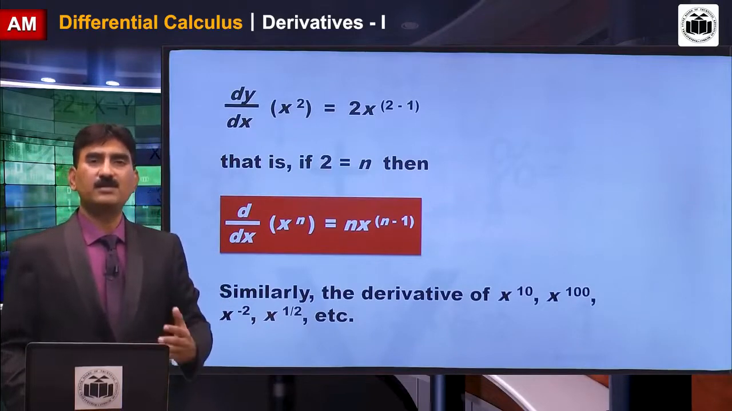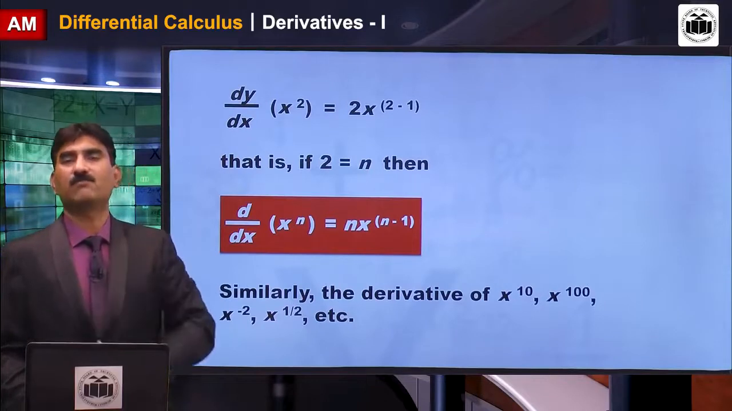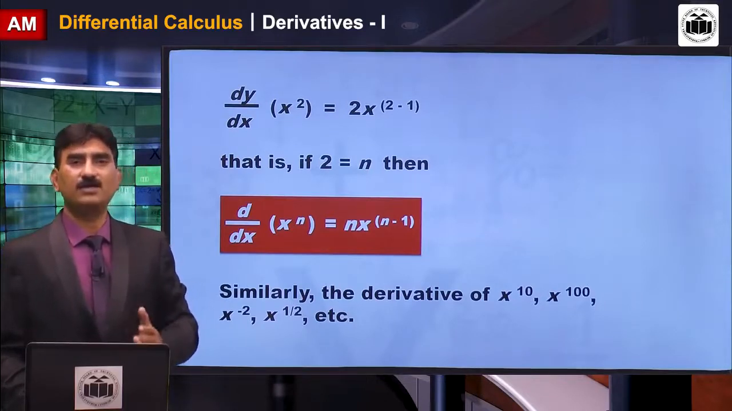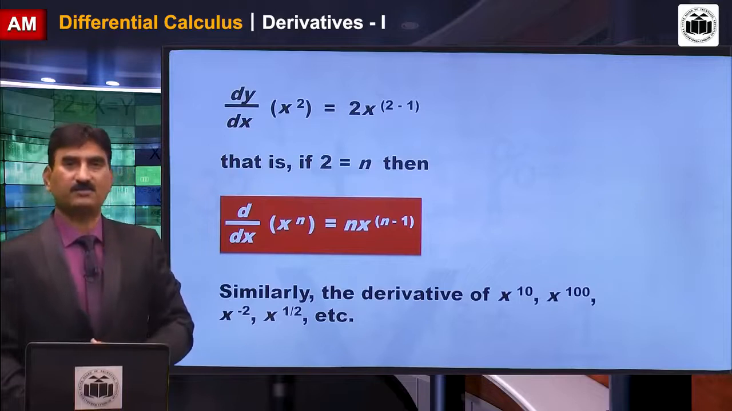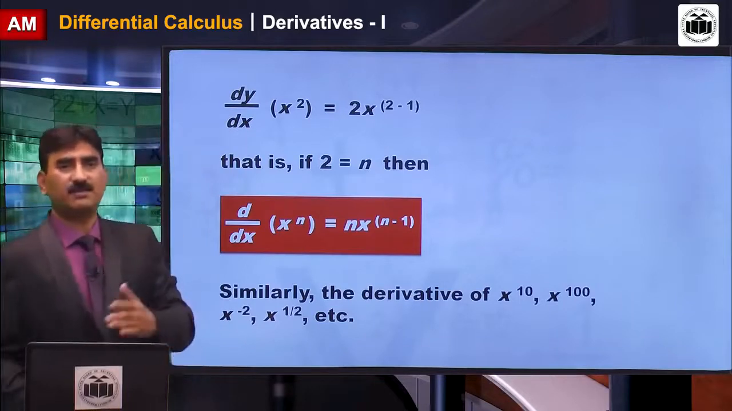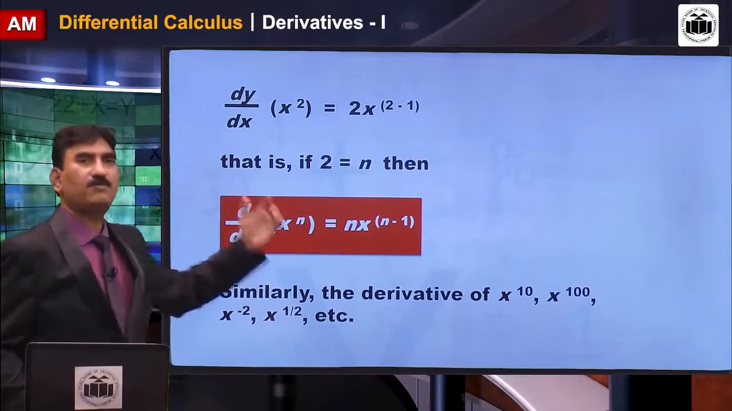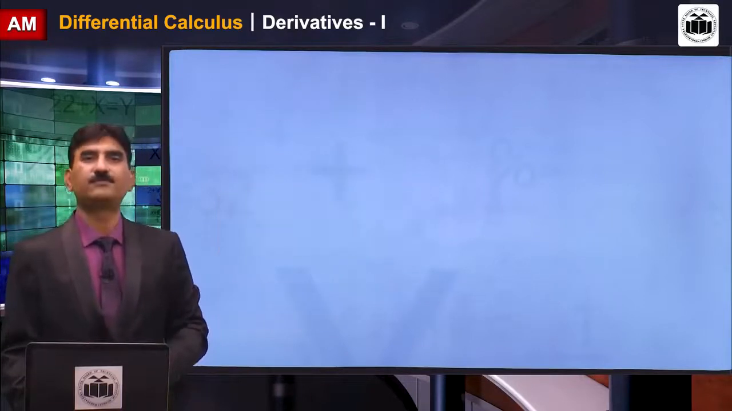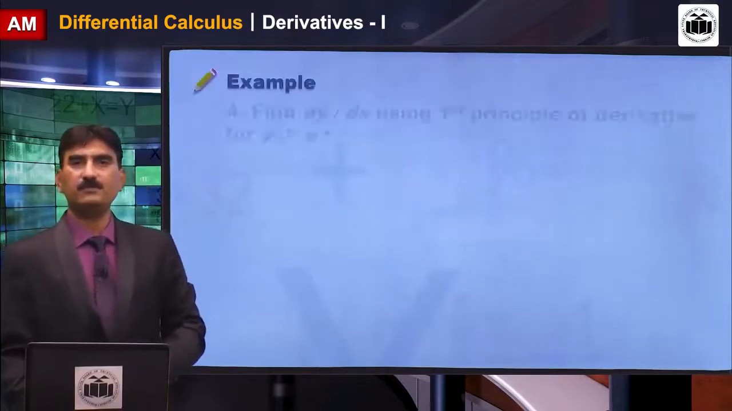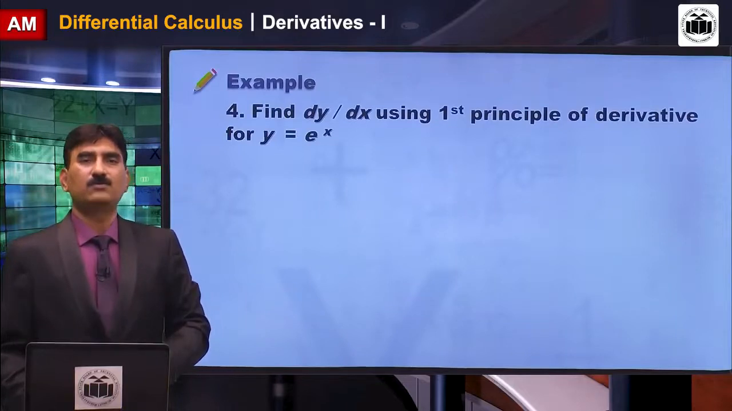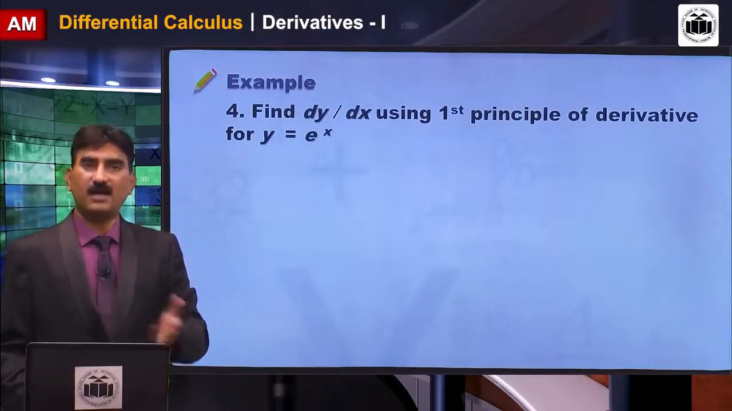Correct. Minus 2 x raised to minus 2 minus 1. That means we get minus 2 x raised to minus 3. Very correct. So in such a way, we have to find out the derivative of x raised to half. Now we take another example for first principle of derivatives.